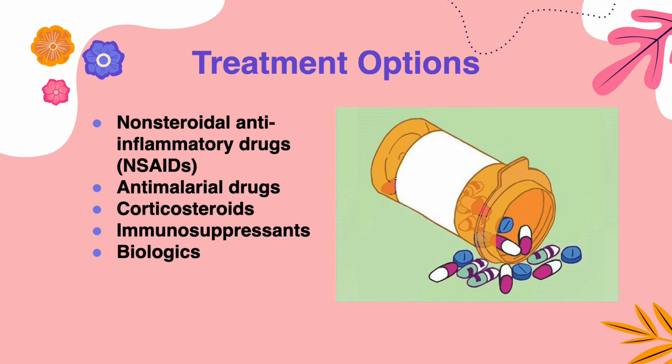Treatment options for lupus include non-steroidal anti-inflammatory drugs, or NSAIDs, and corticosteroids, which help with inflammation; anti-malarial drugs, which are usually used to treat malaria, which helps with the likelihood of a lupus flare-up; immunosuppressants, which suppress the immune system in an attempt to alleviate it from fighting itself; as well as biologics such as Benlysta, which help treat active lupus nephritis.